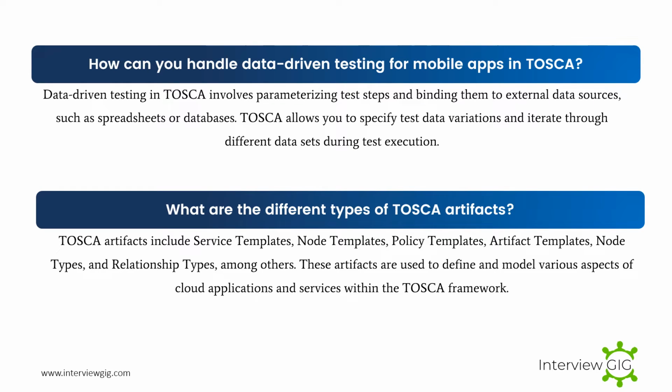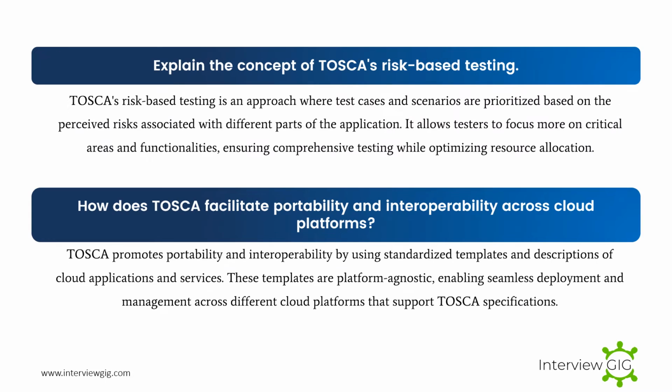What are the different types of TOSCA artifacts? TOSCA artifacts include service templates, node templates, policy templates, artifact templates, node types, and relationship types, among others. These artifacts are used to define and model various aspects of cloud applications and services within the TOSCA framework.